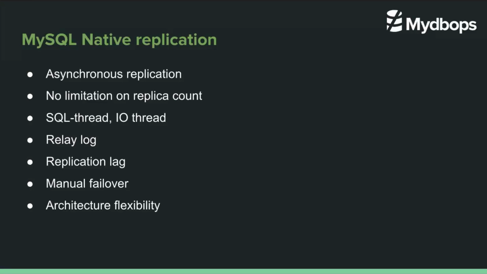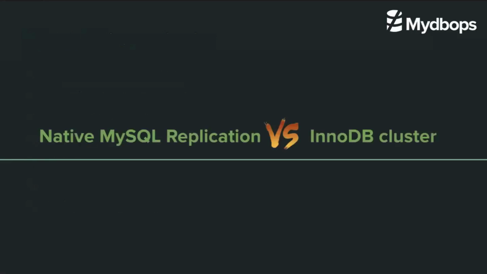And we have architecture flexibility. We can have a master-slave setup or a master-master setup, or we can have a chain topology. These kinds of architecture flexibility we have in native replication. So now we need to compare: what is the major difference between MySQL replication and the InnoDB cluster?